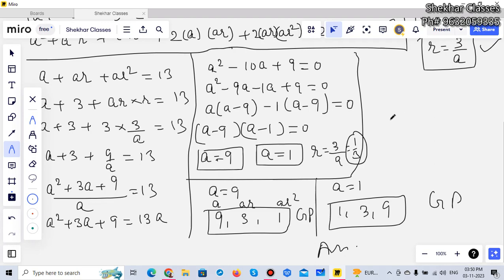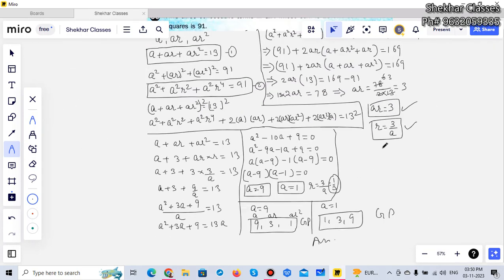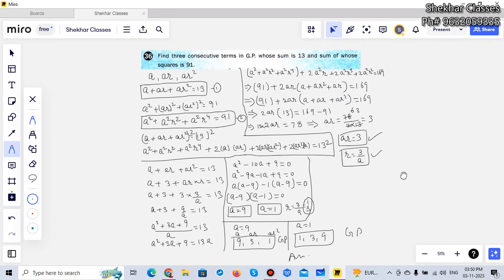So remember, it's a long way down that you have to solve it. It's a difficult question, but yes, this is how we can solve it.